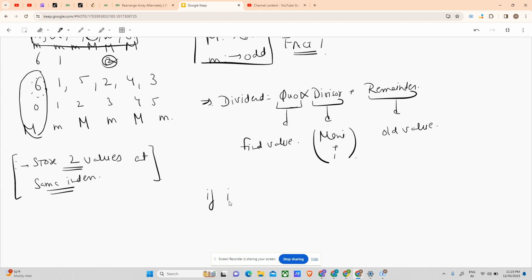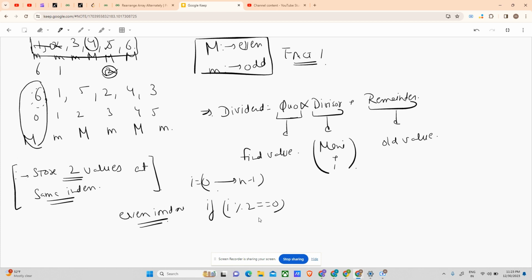in a loop where i is going from 0 to n minus 1, if i % 2 == 0, that is even index, what should I do? My final value should be the maximum, at index capital M. So arr[i] = arr[M] * (maxi + 1), that is maximum plus 1, plus my old value, the element present at arr[i]. Put this on arr[i] instead of the previous one.